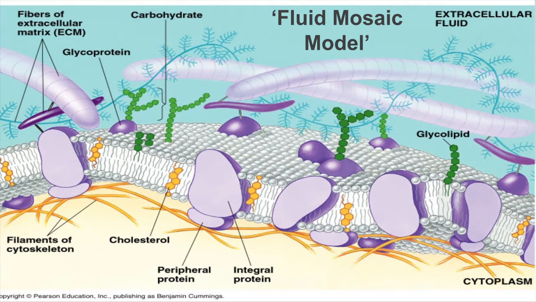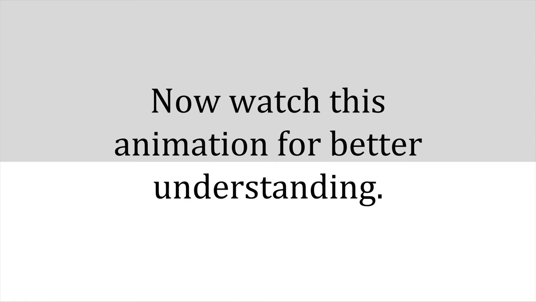The plasma membrane also plays a role in anchoring the cytoskeleton to provide shape to the cell, and in attaching to the extracellular matrix and other cells to help group cells together to form tissues. The membrane also maintains the cell potential. Now watch this animation for better understanding.